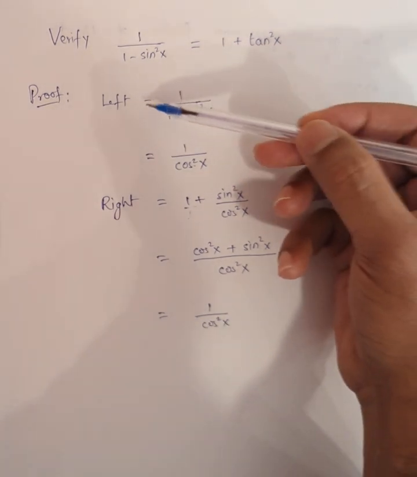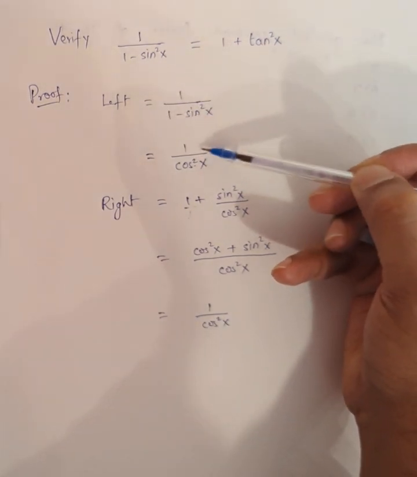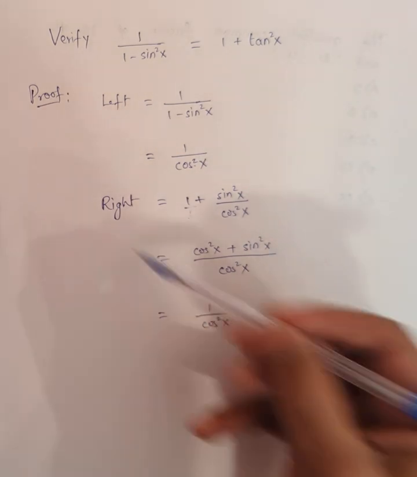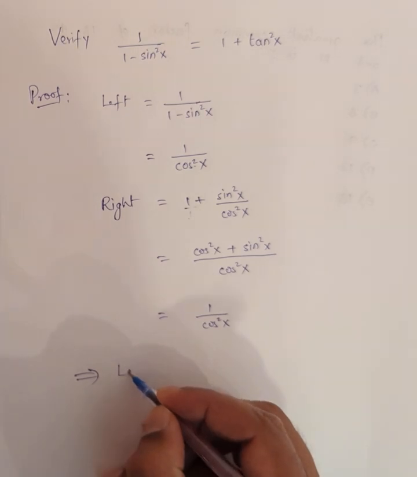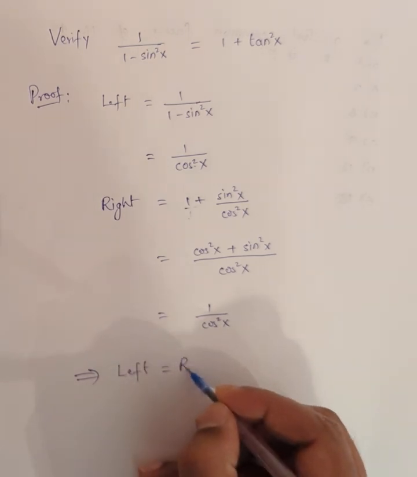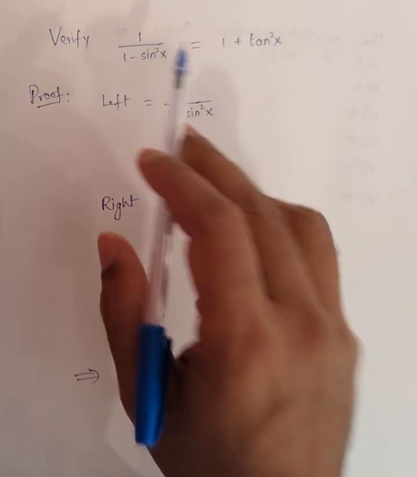Now notice that we simplified the left side to this 1 over cos square x, and the right side also simplified to that, which means what we have just shown is that the left side is equal to the right side, which means we are done.